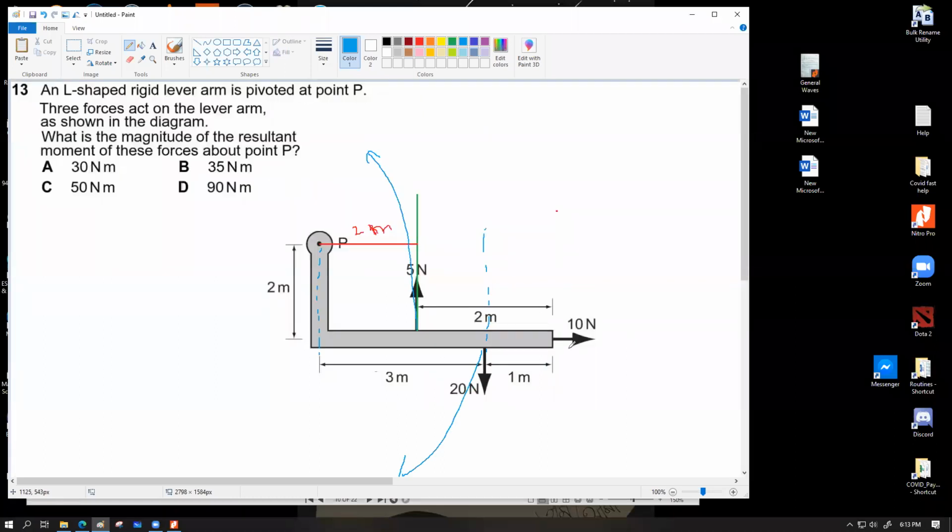How about for the 10 Newton? What is the perpendicular distance for the 10 Newton force from the pivot point? Once again, I can extend this force backwards for a reference line, and I need to find out this distance. Let's say I'm going to label this as purple. I need to find out this distance. This is the perpendicular distance on this force. And how much is labeled? 2 meters. And in which direction is this force going to produce the moment?